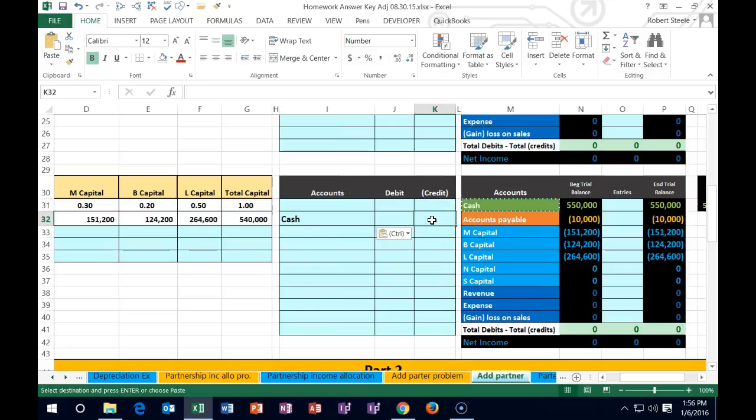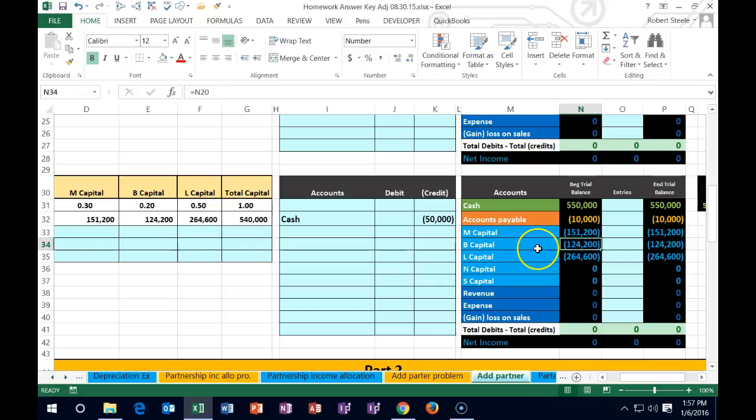The cash that is going to be paid out this time is only $50,000. So we're going to put a negative for the credit, $50,000. And when we hit enter, we'll put the brackets and whatnot around it. So that's the amount of cash being paid. We're paying for B's capital account. So now note that B's capital account is valued at more than the $50,000.